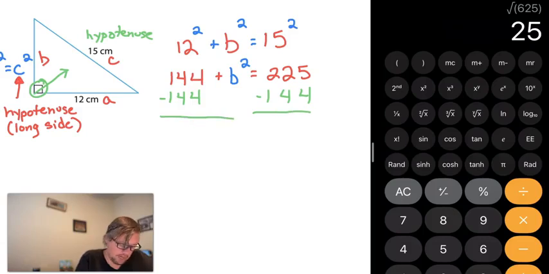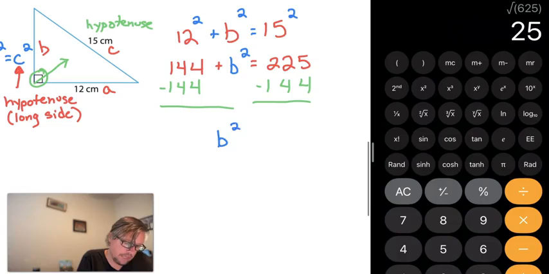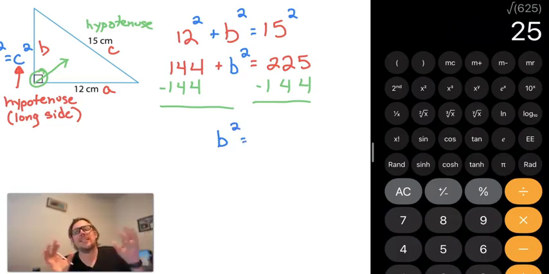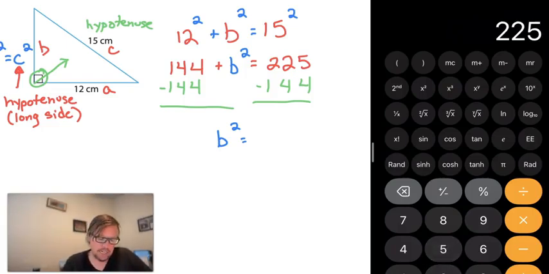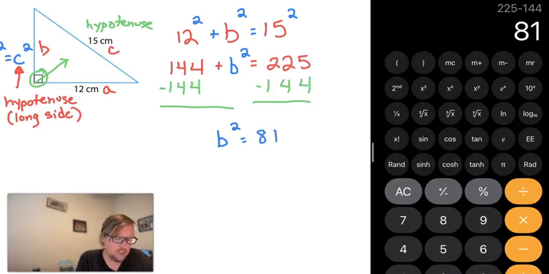I'm pretty sure I know what 225 minus 144 is, but I want to be really confident. I don't want to jump to any conclusions. I feel like that's probably 81. Feels like 81 to me, but I'm not 100% sure, so I'm going to go ahead and use the calculator. If you're not sure, use the calculator. So after doing that, I get that b squared is 81, but I don't want to know what b squared is. I want to know b. So I need to square root both sides, and I end up with b equals 9.